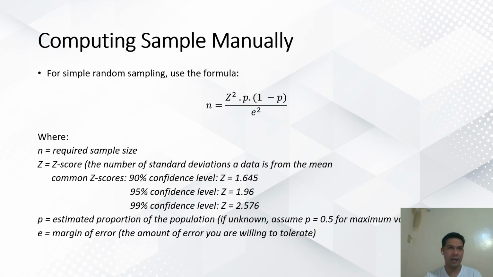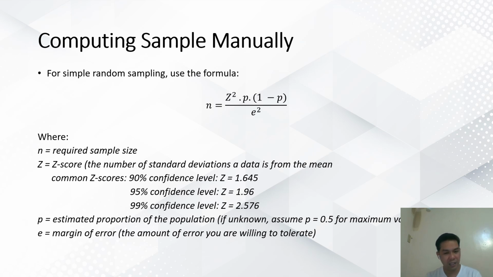But if you want to try computing the sample size manually, you can do this by having this formula where n is equal to the required sample size. Then the z there is the z score, the number of standard deviations the data is from the mean. And the common z scores are the following.